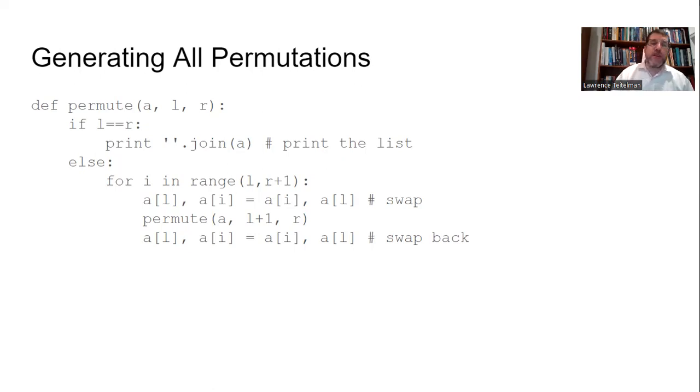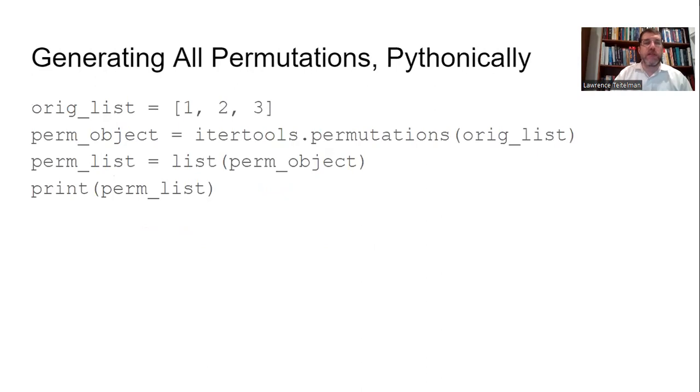And then what we're doing here is we are swapping two numbers, the current number with whatever number is on the left. We call the permutation function recursively, and then we swap back. So that's how we generate permutations. Now, can anyone tell me what the time complexity of this is?